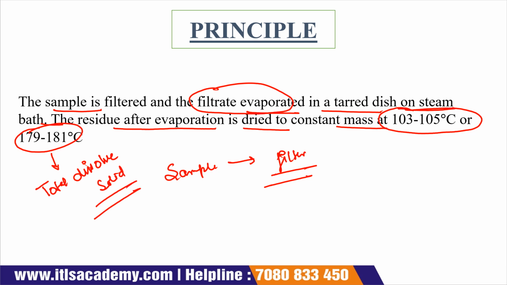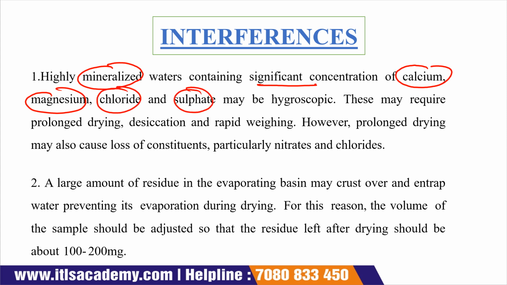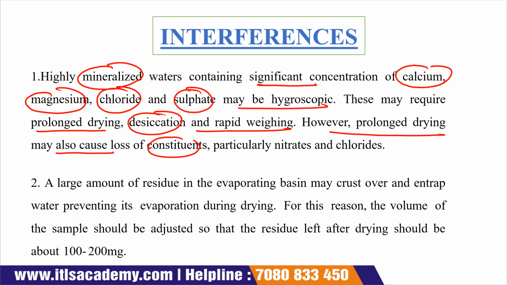Now the next one, interference. The first interference is that water may be highly mineralized, containing a significant concentration of calcium, magnesium, chloride, and sulfate, and these are hygroscopic in nature. So these may require prolonged drying, desiccation, and rapid weighing. However, prolonged drying may also cause loss of constituents, particularly nitrates and chloride.